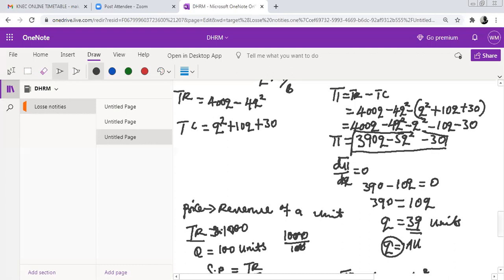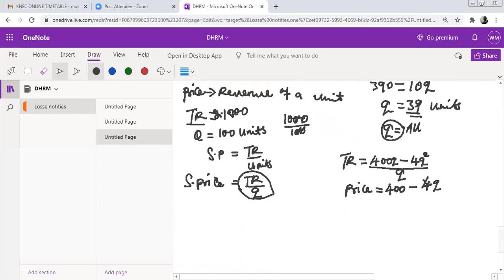But for Roman 2, can somebody interpret for me what the statement means? Price that maximizes profit. I think it means the price that will give the most profit. Remember, it is the price that we shall charge so that the profit will be maximum.